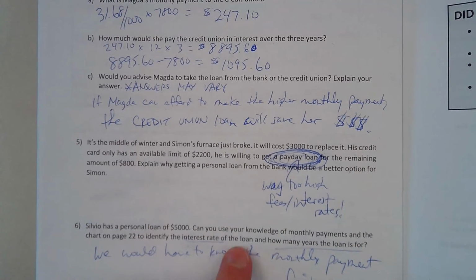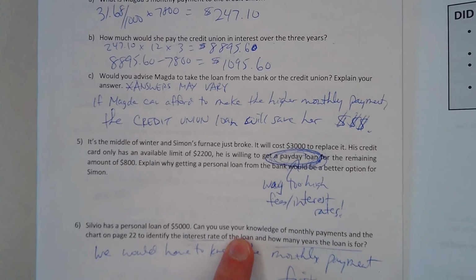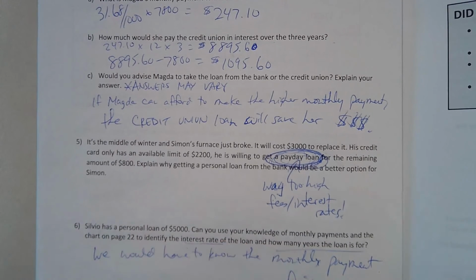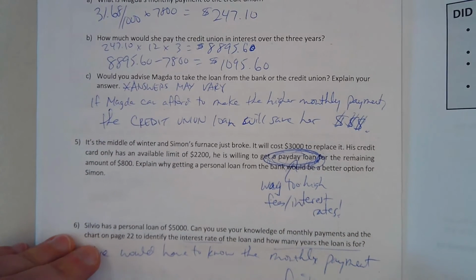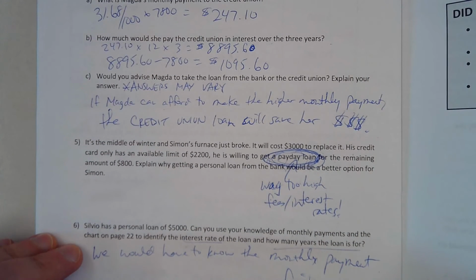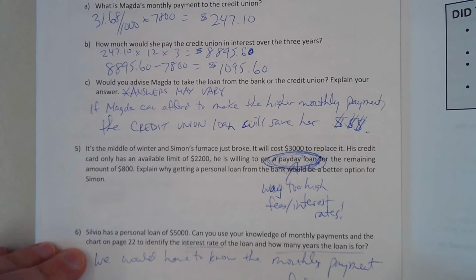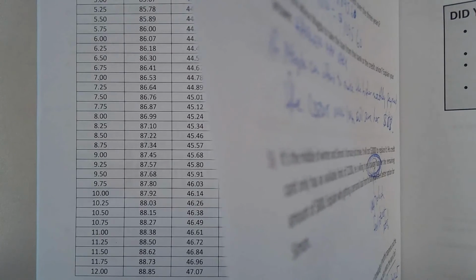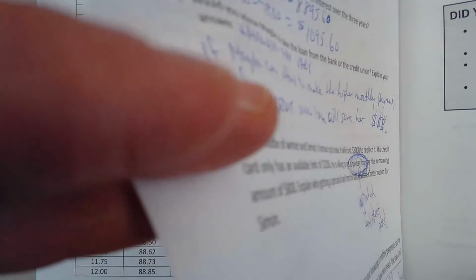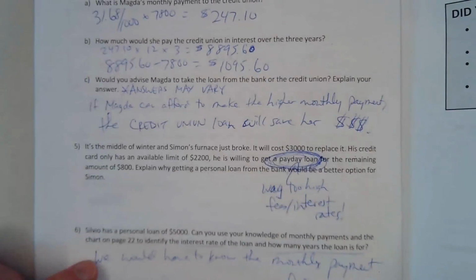I think the question was supposed to tell you the monthly payment is $25. So if the monthly payment was $25, we could have gone backwards and found it. We could have taken 25, divided by 5,000, times 1,000, and you would have figured it out. You needed more information here.